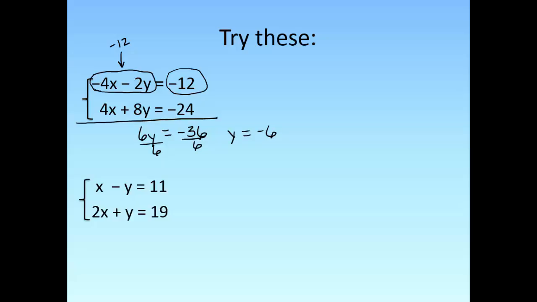Once we know what y is, we need to plug it back into one of those two equations. It doesn't really matter which one. I'll just plug it into this one. So 4x plus 8 times negative 6 equals negative 24. Let's simplify. That's a negative 48 right there. Let's add 48 to both sides.